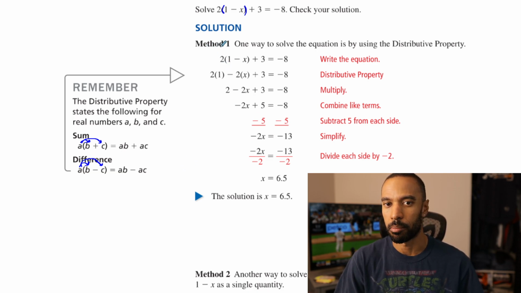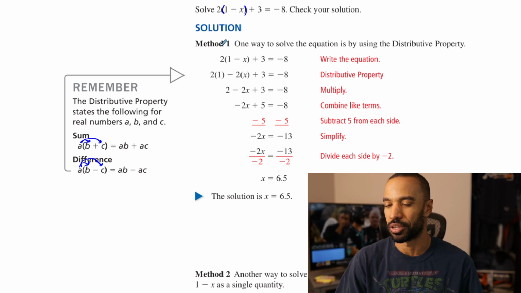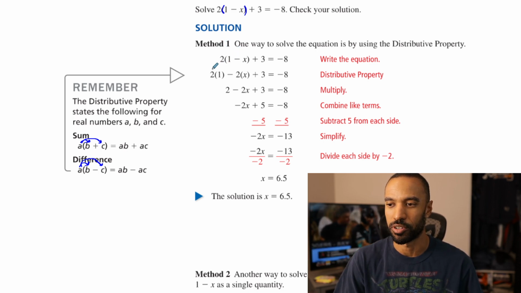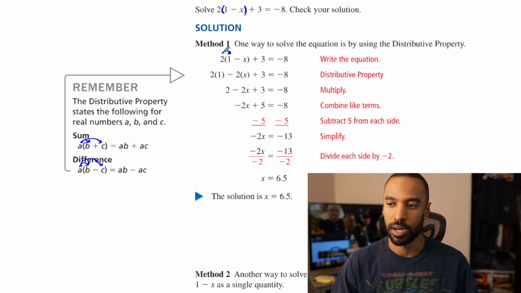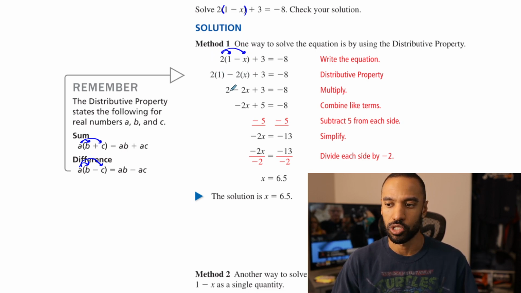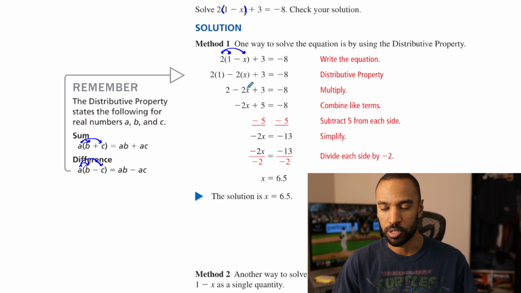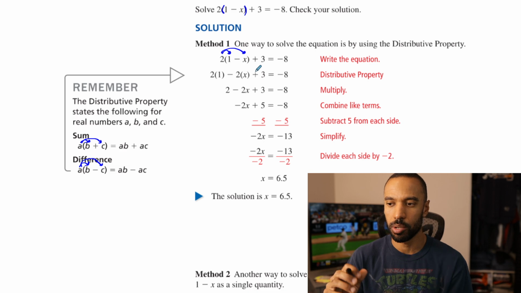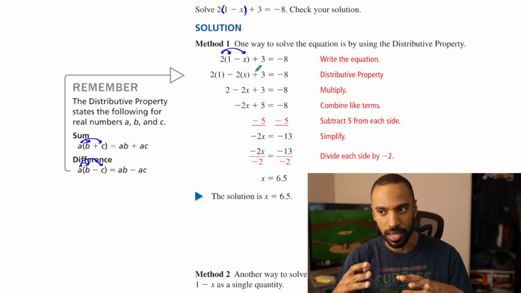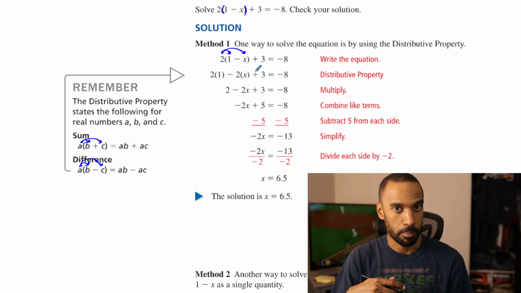And they're saying method number 1, because I can think of a method number 2 that they're going to do. But let's talk about method number 1 first, which I would prefer for this. Distributive property. Multiply 2 with 1, multiply 2 with negative x, you'll get 2 minus 2x. Remember, 2x means 2 times x. And this is a case of simplifying. Distributing is a case of simplifying because it brings us to things that can possibly combine now.